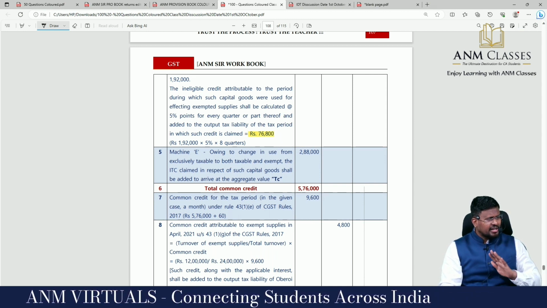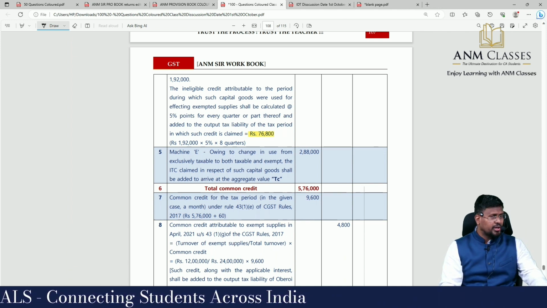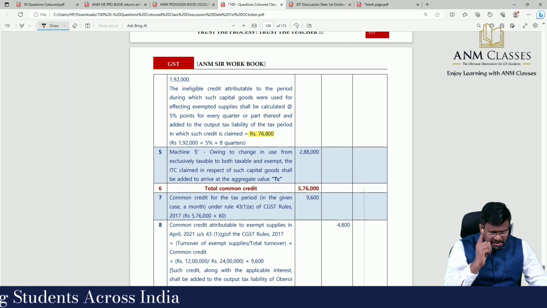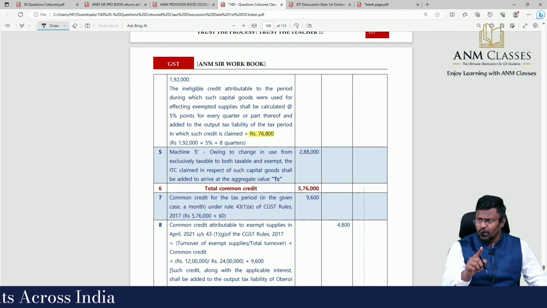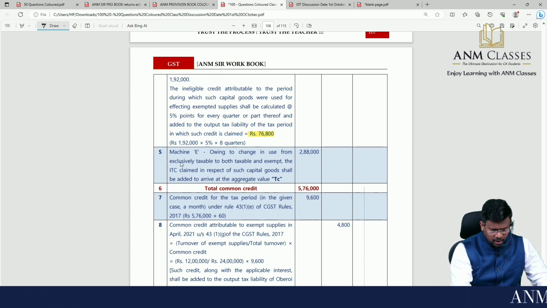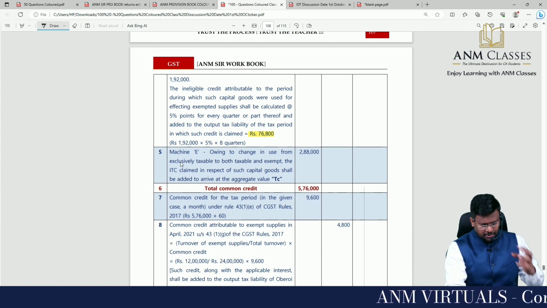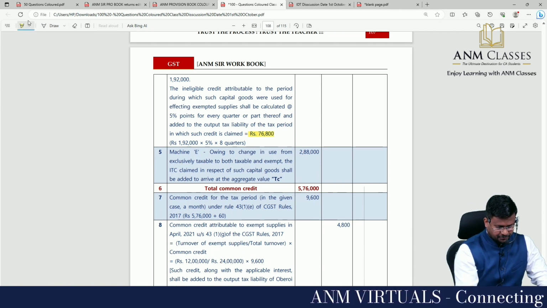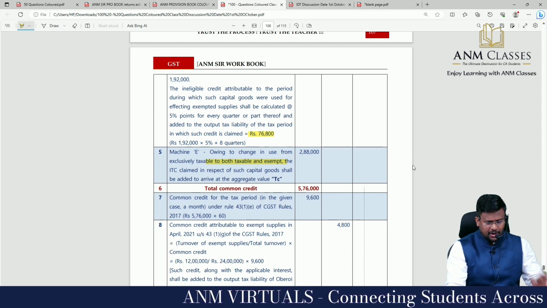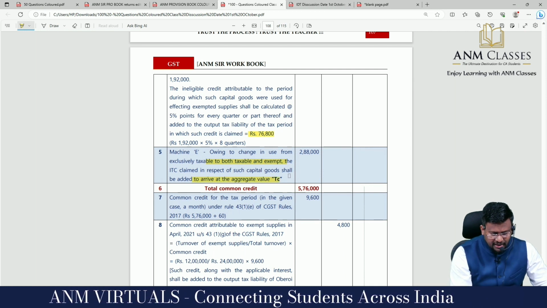For that, I don't need to tell anyone or ask anyone anything. But for the next 2 years I am not going to use it exclusively for taxable supply. I am going to use it for common usage. Correct? So machine E, owing to change in use from exclusively taxable to both taxable and exempt, the ITC claimed in respect of such capital goods shall be added to arrive at the aggregate value.